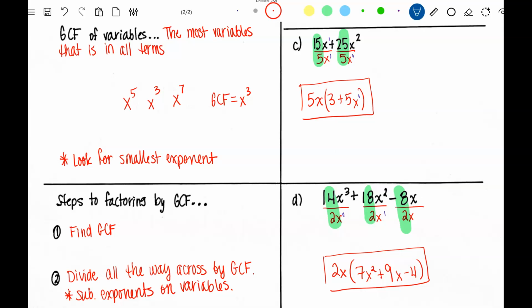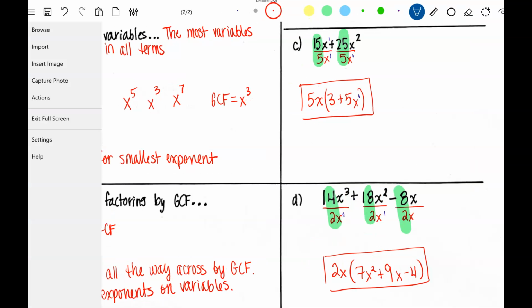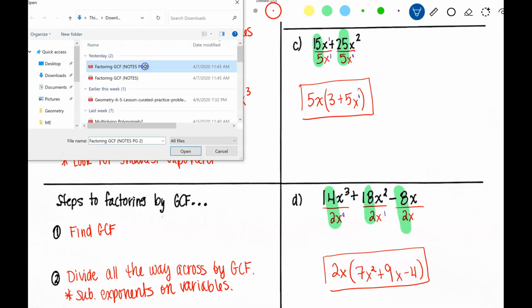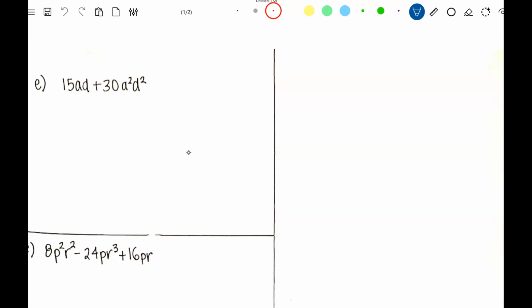I've got to switch and go to the second page here to do the last 2 examples.